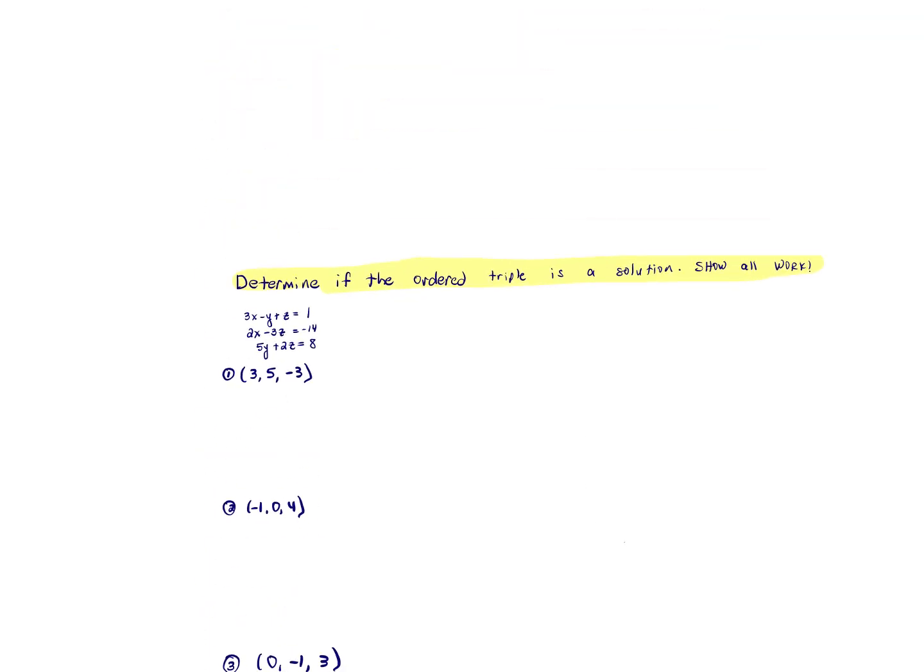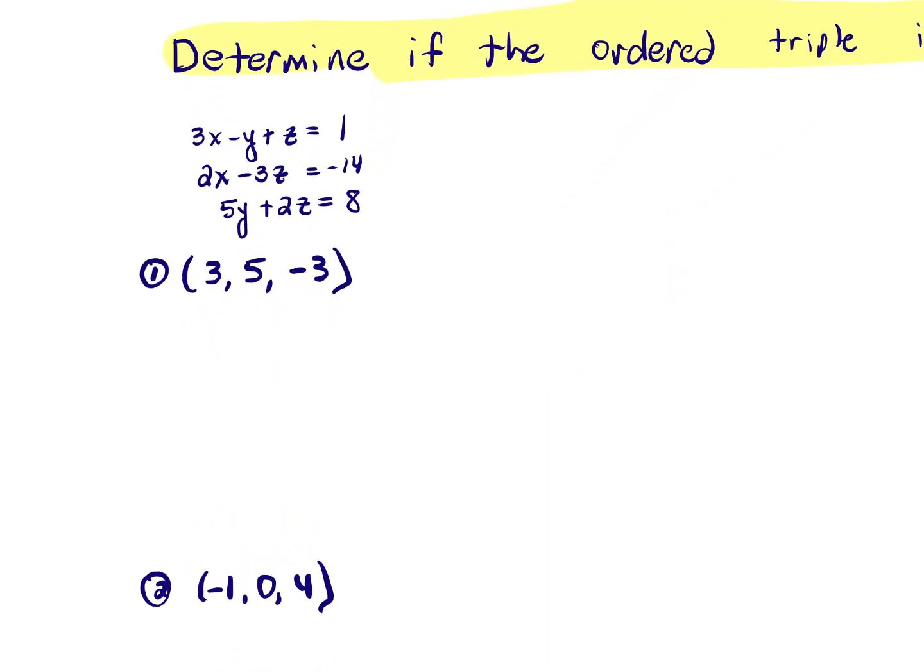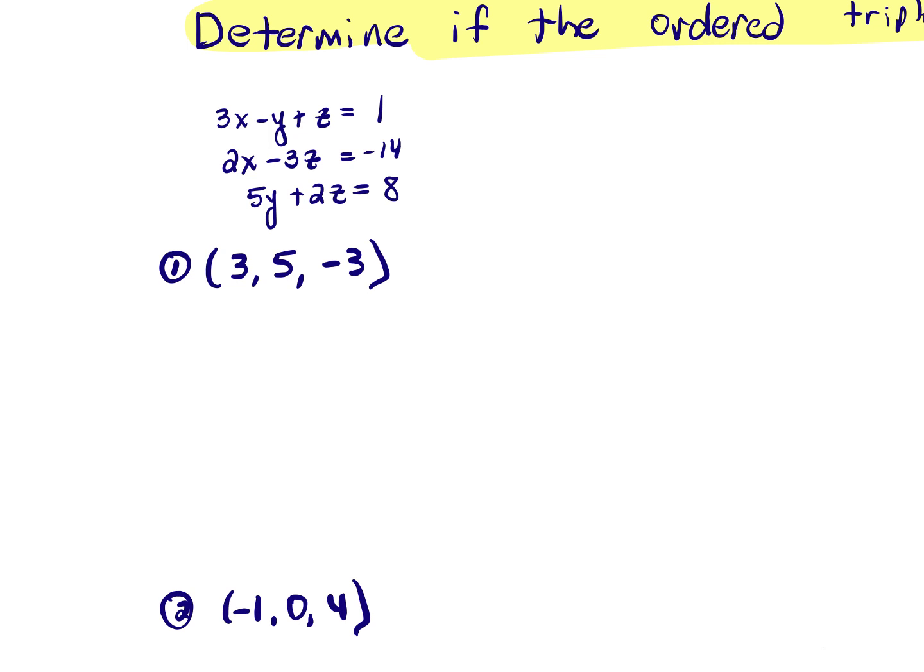Okay, so 10.3 part 1. We're continuing to solve systems of equations, but here we're going to have 3 systems with 3 variables. The first part of this says determine if the ordered triple is a solution, show all your work. The ordered triple that we're given is going to be our x, y, and z. We have to plug each number into x, y, and z in each equation and see if it makes sense.